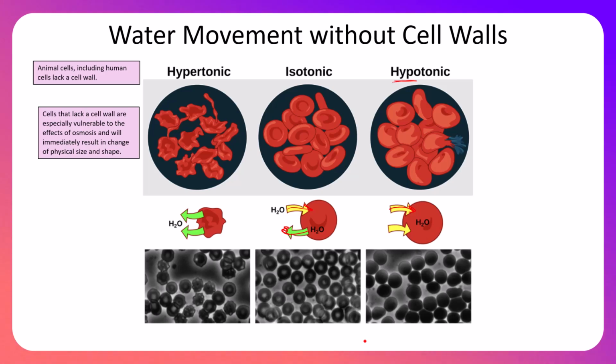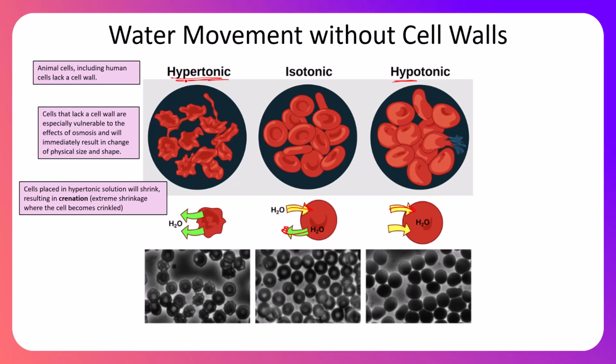So cells that lack a cell wall are especially vulnerable to the effects of osmosis and will immediately result in the change of physical size and shape. Again, you can see that these cells all started as the same shape and size. They're all red blood cells. They're very uniform, but the size and shape of the cell immediately changes once placed into a solution with varying solute concentrations. Cells placed in a hypertonic solution will shrink, resulting in a term called crenation, which is extreme shrinkage where the cell becomes crinkled, which is why all of these cells look like they're shriveled up.